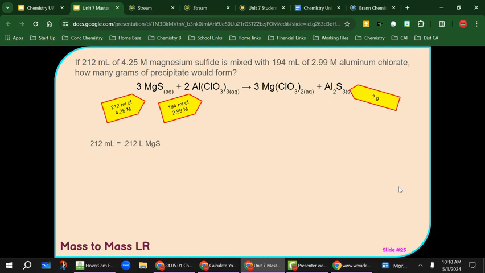Molarity. Yeah, correct. Take the milliliters, convert them into liters. But when you're multiplying times the molarity, 4.25 molar is 4.25 moles of magnesium sulfide in 1 liter.